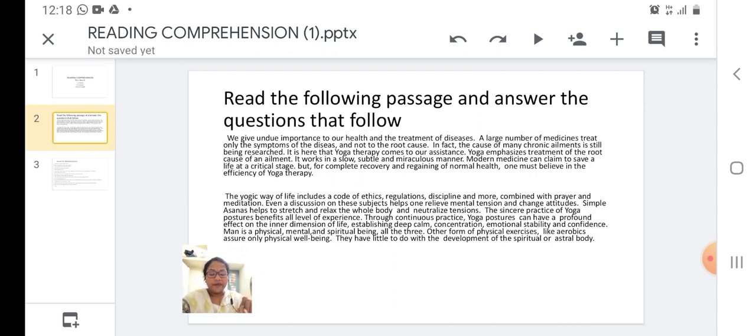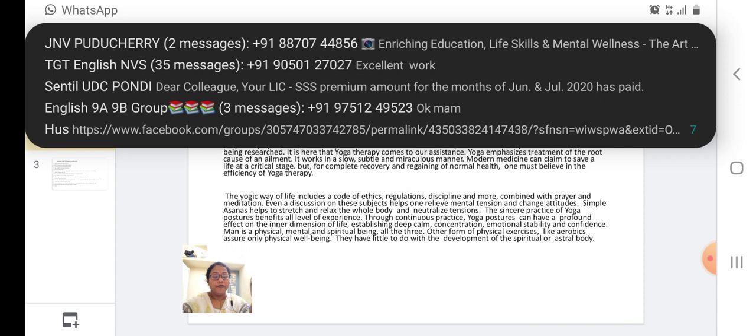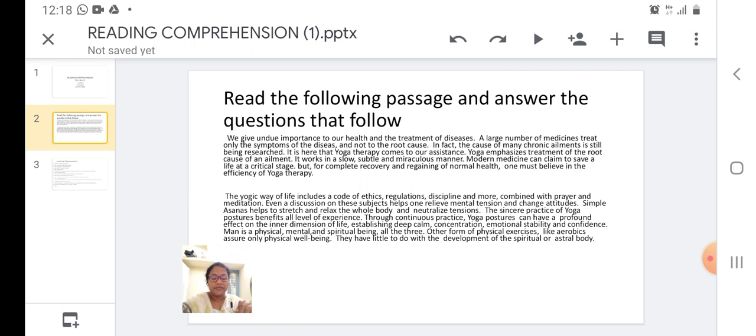We give undue importance to our health and treatment of diseases. A large number of medicines treat only the symptoms of the disease and not the root cause. In fact, the cause of many chronic ailments is still being researched. It's here that yoga therapy comes to our assistance. Yoga emphasizes treatment of the root cause of an ailment. It works in a slow, subtle, and miraculous manner. Modern medicine can claim to save a life at a critical stage, but for complete recovery and regaining of normal health, one must believe in the efficiency of yoga therapy.